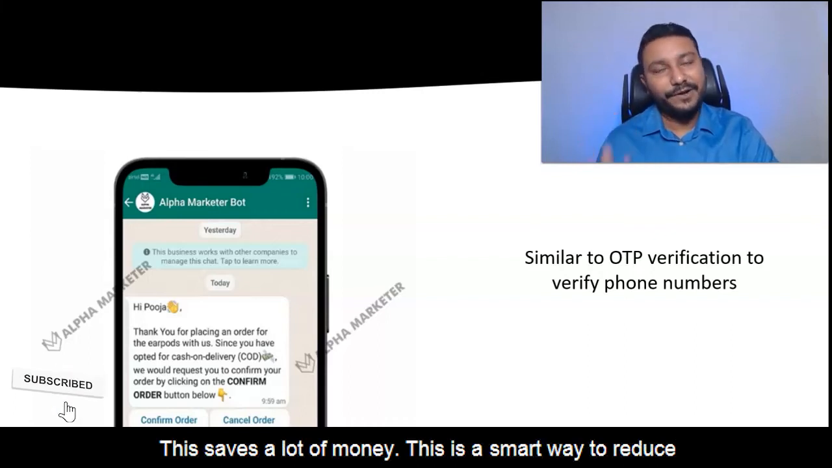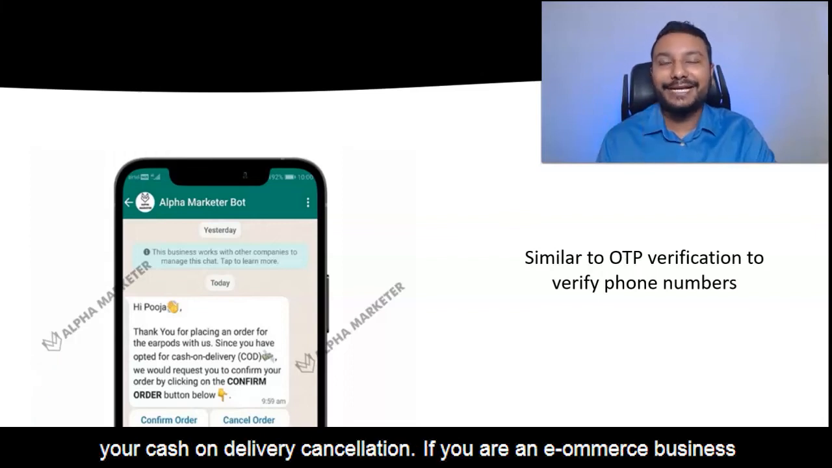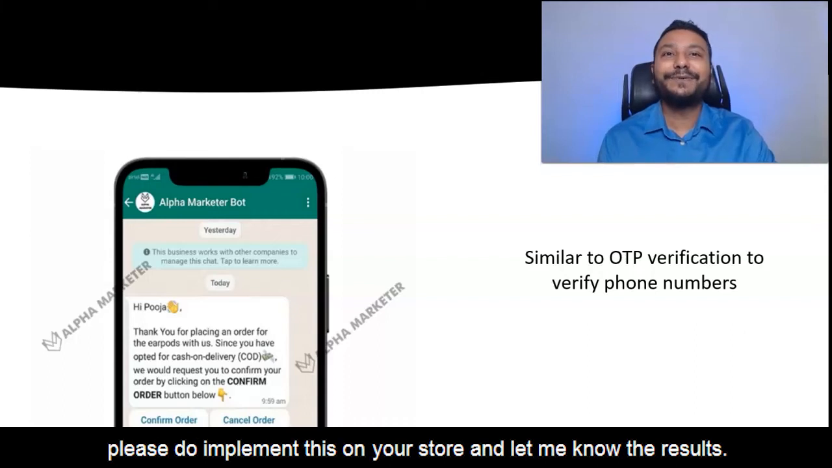This saves a lot of money. This is a smart way to reduce your cash on delivery cancellation. If you are an e-commerce business, please do implement this on your store and let me know the results.